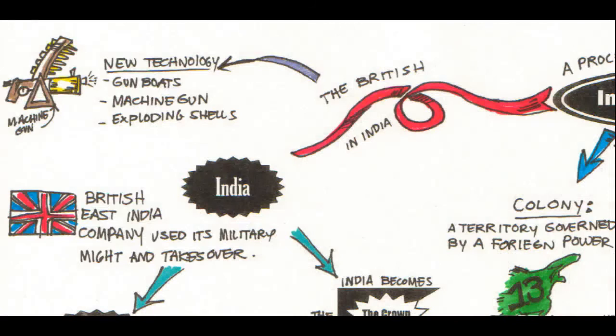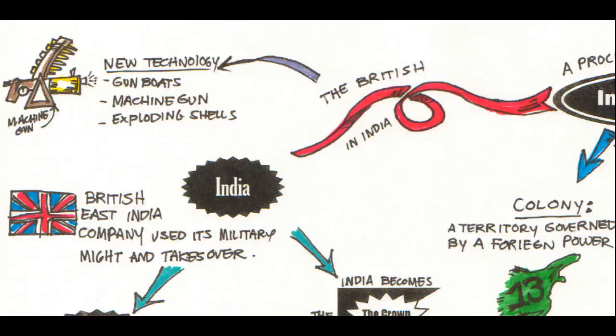So the first place we're going to look at is the British in India. Now, new technology allows the British to go into India and pretty much take over. So they have gunboats, machine guns, and exploding shells. So gunboats allow them to travel farther inland up India's rivers to get farther inland into India.